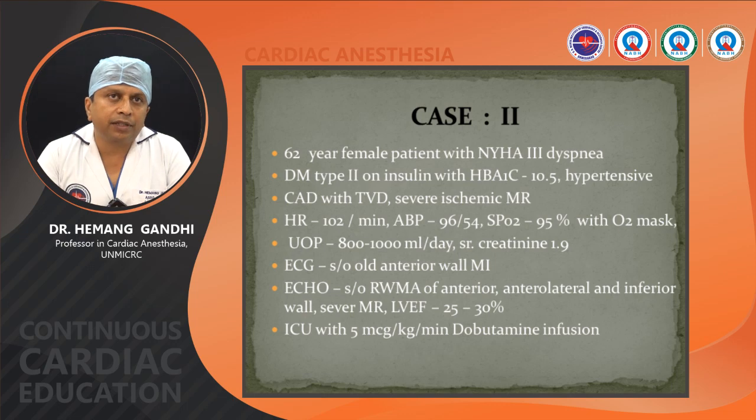So, on assessment we found the heart rate of 102 per minute, blood pressure of 96/54, saturation of 95% with the oxygen mask, urine output of 800 to 1000 ml per day, and creatinine is 1.9. ECG suggestive of old anterior wall MI, and echo suggestive of regional wall motion abnormality of anterior, anterolateral and inferior wall with severe MR and ejection fraction of 25 to 30%. This patient is in the ICU with 5 microgram per kg per minute of dobutamine infusion.